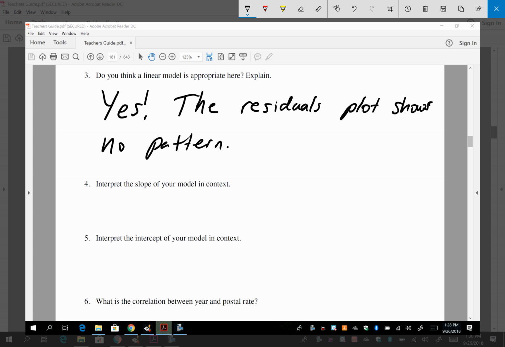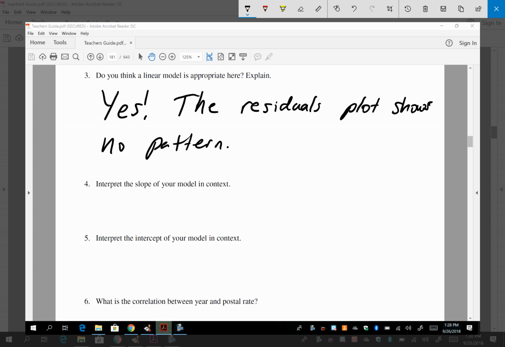Okay, so no pattern means you can use the model and it's appropriate. Now, did I say it's a good model? I never said it's a good model. I just said it's appropriate. You can use it. We're going to answer a question later on that will quantify for us how good it really is. Okay, and Luis is right. It's the R squared. Okay, shall we continue?